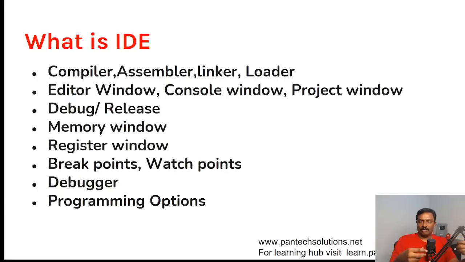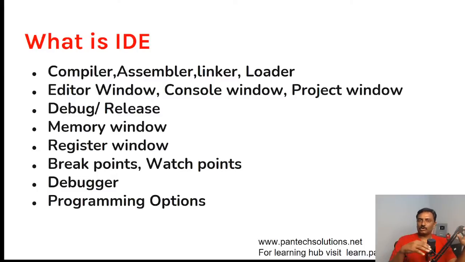So debug, as Gopi is asking me to repeat for debug. So debug and release. Okay, so there are two options. Most of the compilers will have debug and release. When you have the debug option, it creates symbols. The assembler creates symbols necessary for debugging.